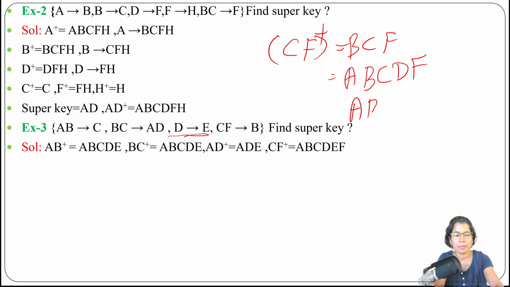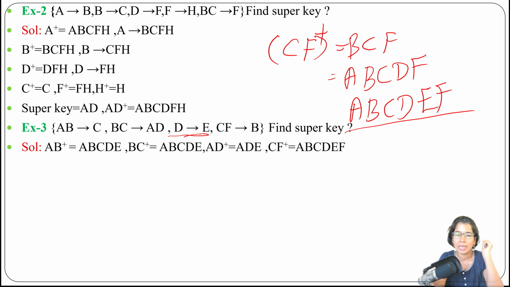So A, B, C, D, E, F. Now all attributes are here, A, B, C, D, E, F. Hence CF is the minimal super key. Here also this is the minimal super key or candidate key.